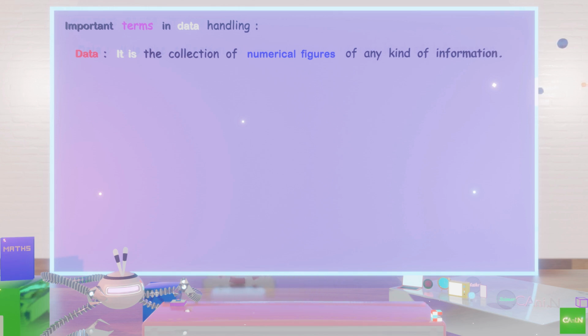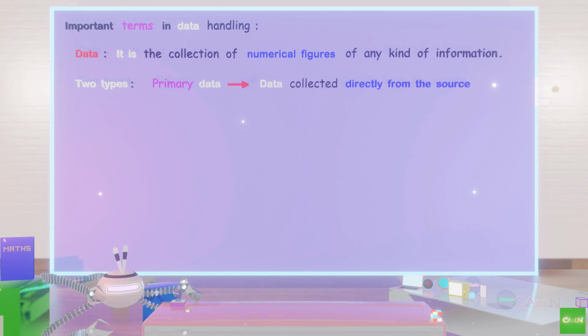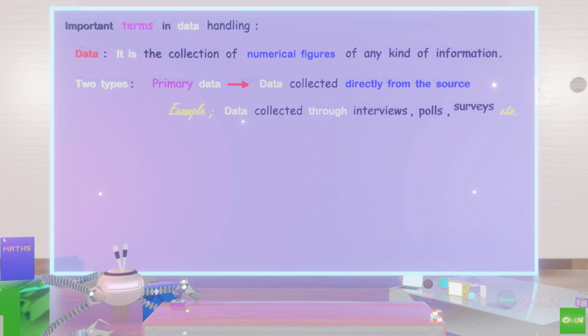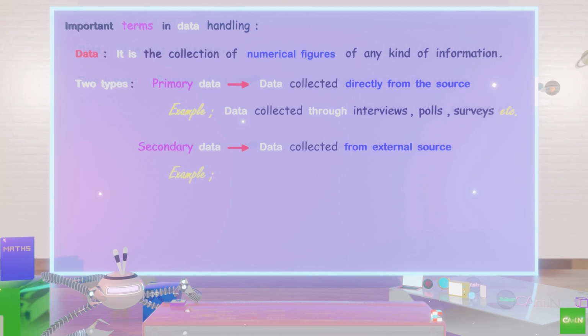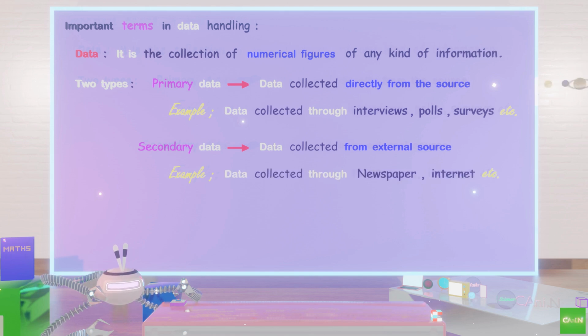Data. It is the collection of numerical figures of any kind of information. There are two types of data. Primary data is data collected directly from the source. Example, data collected through interview, polls, surveys, etc. Secondary data is data collected from external source. Example, data collected through newspaper, internet, etc.